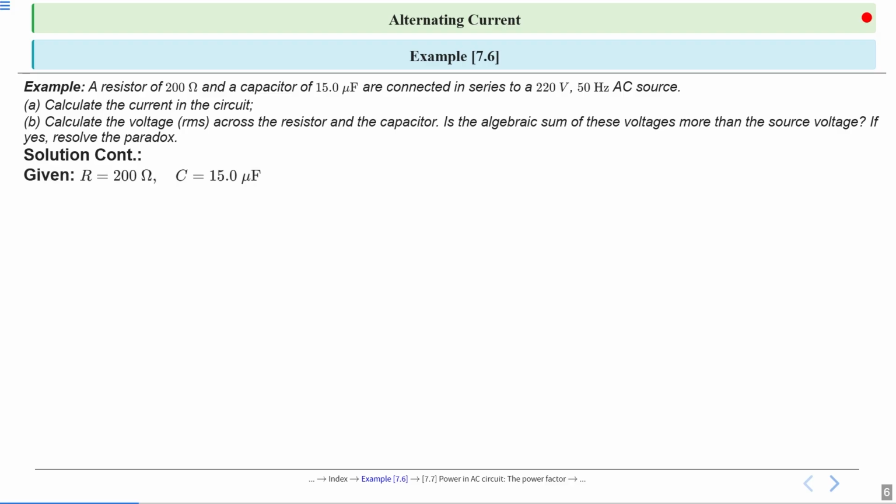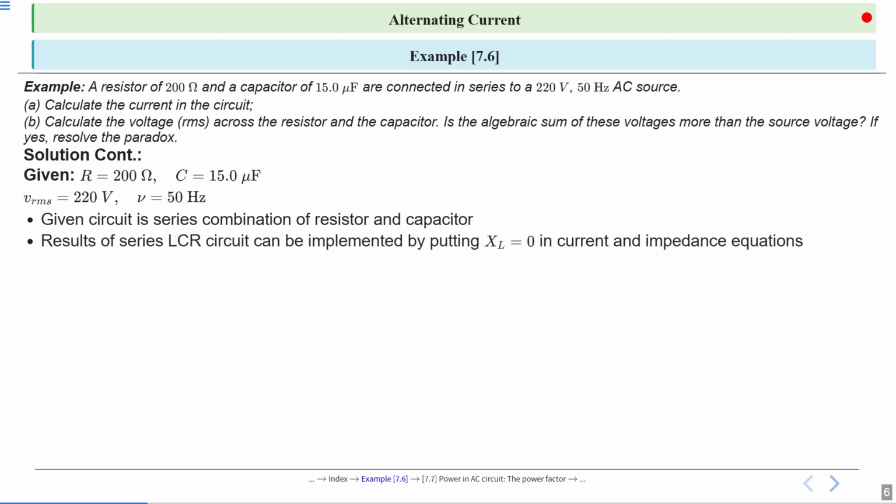What is given? R equal to 200 ohm and C equal to 15 microfarad, and V RMS equal to 220 volt. Frequency nu is given, 50 hertz. The given circuit is a series combination of resistor and capacitor only. There is no inductor, so the results of the series LCR circuit can be used by putting XL equal to 0 in the current and impedance equations. We don't have to alter the formulas.